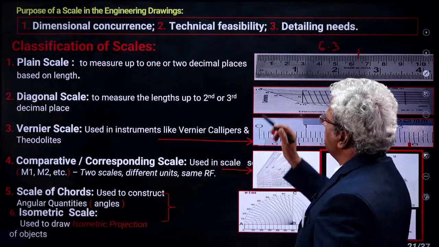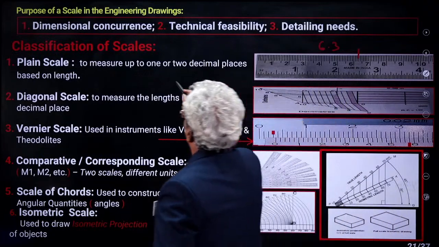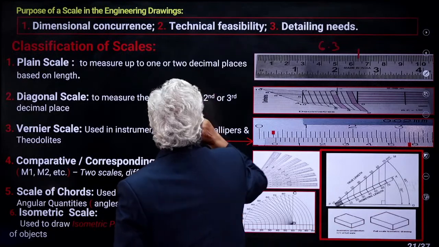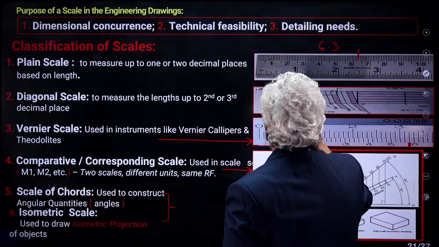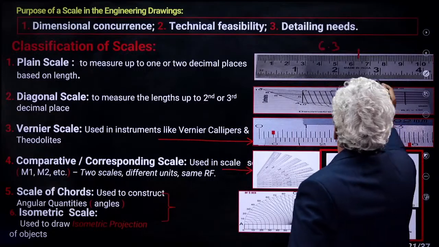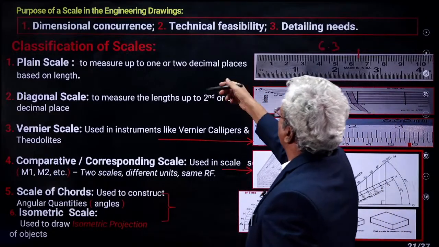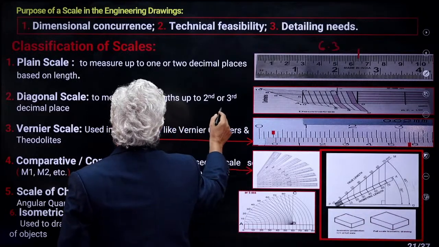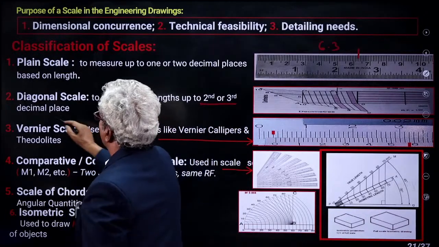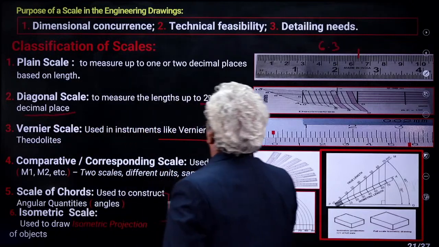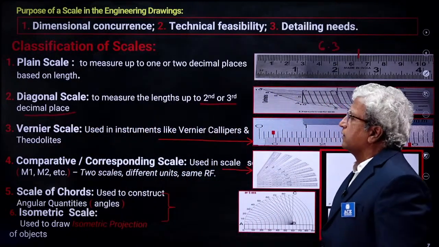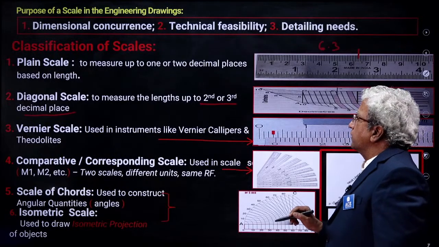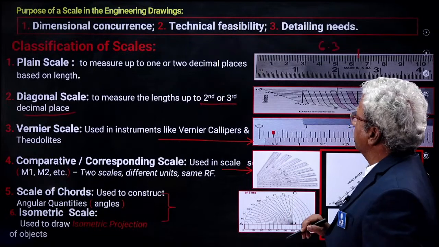So plane scale can measure up to 1 or 2 decimal places only. So if it is a lengthy one, you can say 2 like that. And then diagonals to measure the lengths up to 2nd or 3rd decimal place, right. So that is the purpose of the diagonal scale.